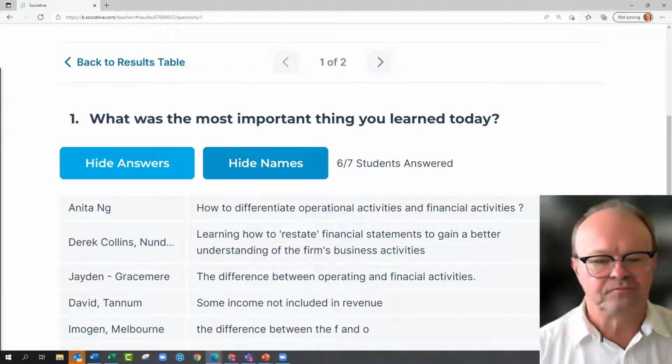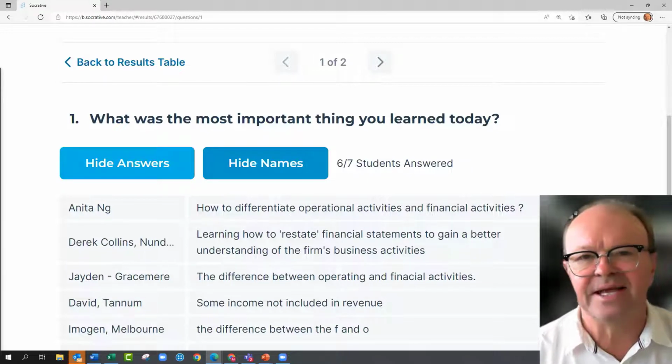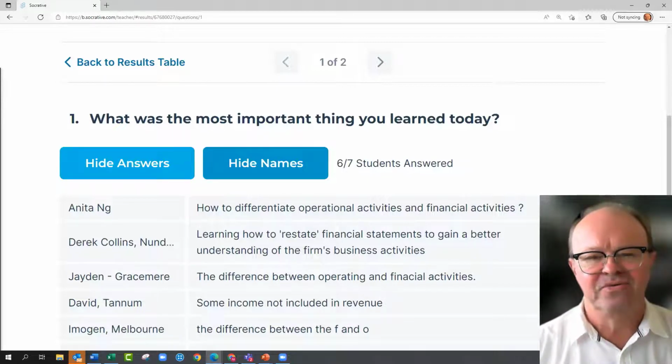Good one. That's a good one, David. Jaden, Gracemere. G'day, Jaden. Gracemere is just outside of Rockhampton. It's really part of Rockhampton.